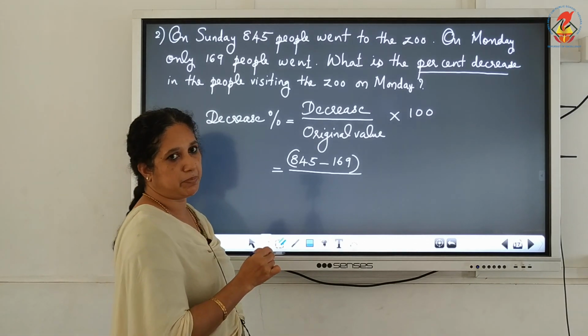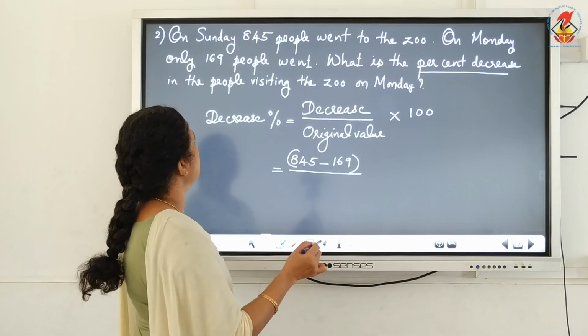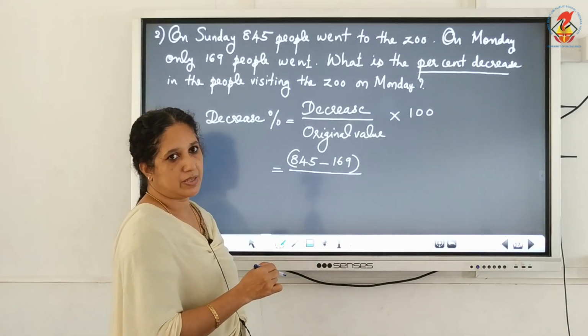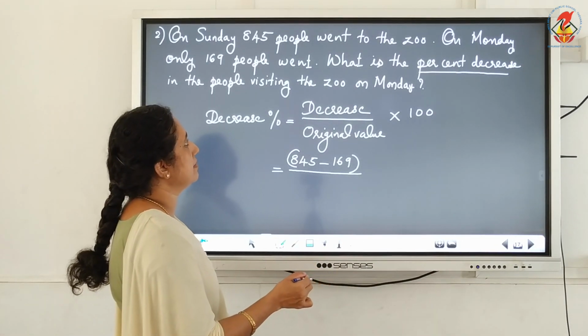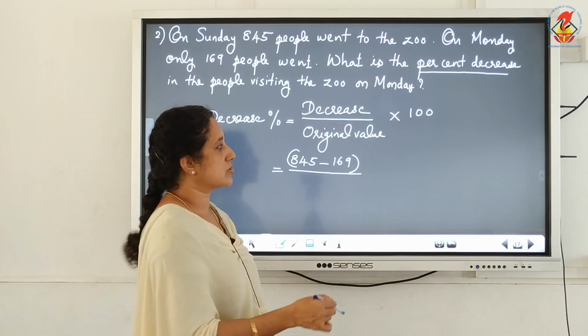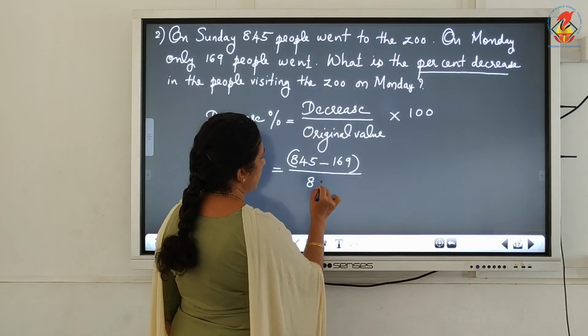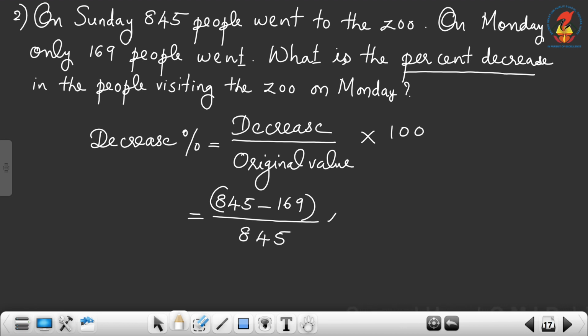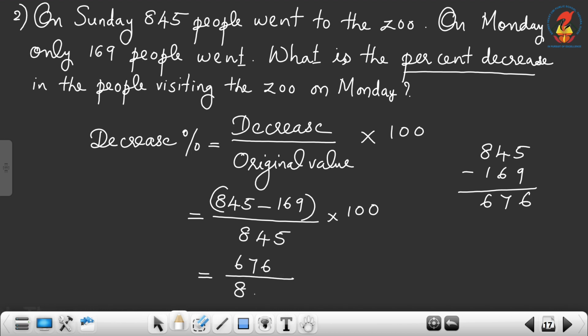So on Sunday 845 people went. Monday it is 169. So from 845 the number of people is decreased. So the original value or the base is equal to 845. Then into 100. So which is equal to 845 minus 169, 676. So 676 divided by 845 into 100.